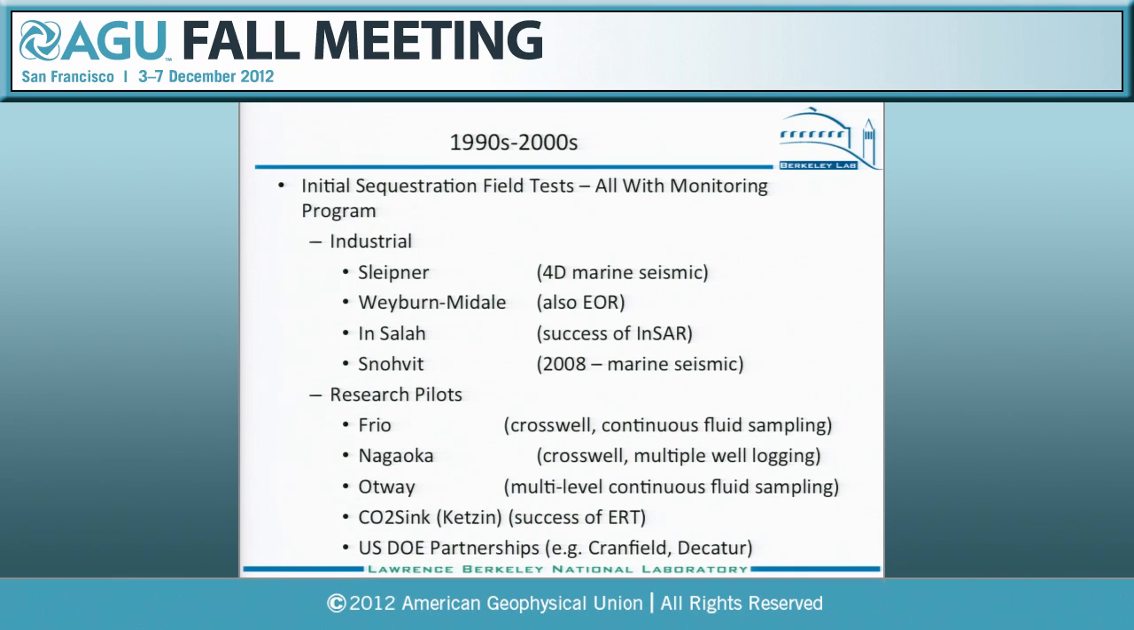We had a number of research pilots coming online: the Frio project with cross-well imaging and continuous fluid sampling, the Nagaoka project in Japan with similar methodologies and intensive well logging, the Otway project in Australia where we had multi-level continuous fluid sampling in the subsurface, and the CO2SINK project in Germany, which showed the success of ERT, electrical resistivity tomography. It's looking at the electrical properties of rocks for monitoring CO2. And the US DOE partnerships started to ramp up in this time period. Particularly now we have Cranfield and Decatur ongoing, and we'll be hearing about Cranfield.